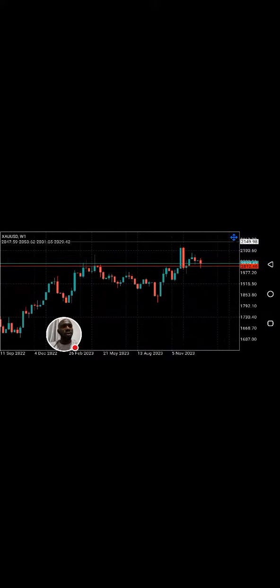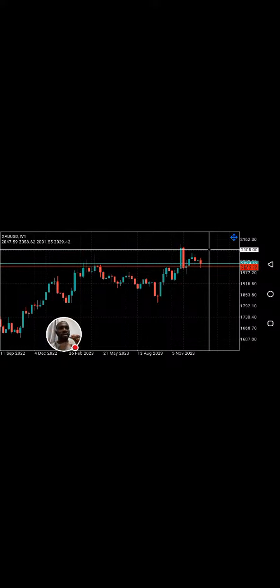Also, after the close of this bullish candle, a support was formed. Can you see this? So we had a demand zone at this level. Price tested that demand zone, and there was a strong rejection from that zone.